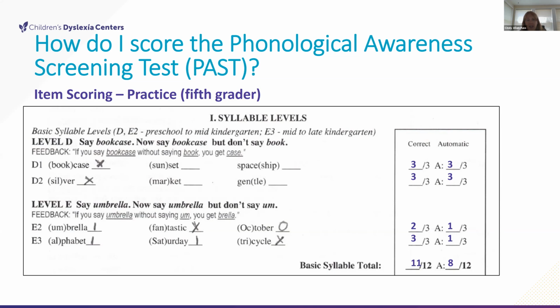The child only had fantastic automatic. E3, you're counting the 1s and the X's to figure out how many are correct, that would be 3 points. Automatic, you're counting the X's, tricycle is the only one, that's automatic. Count up your totals, this child had 11 out of 12 correct, 8 out of 12 automatic. Now that will usually be what you find, that the child has more correct than automatic, because that just tells you that they're getting some things correct, they're just not at the point where they're automatic yet. And we want to really make sure that the children get to the automatic level.